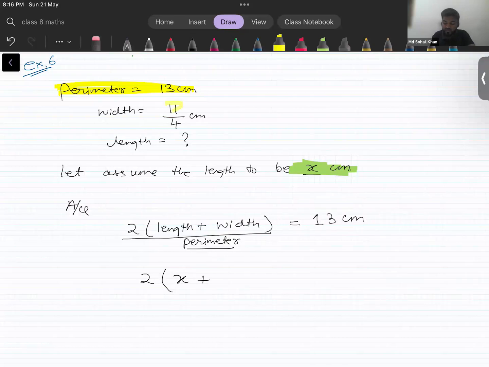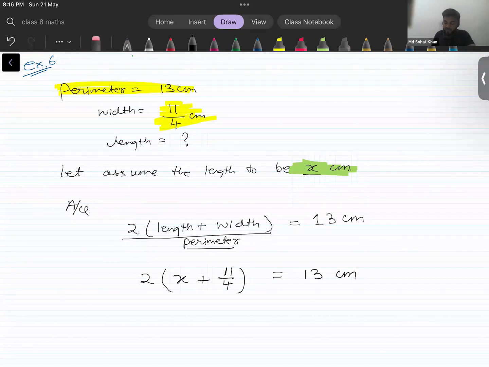11 upon 4 centimeter here. So write the given value 11 upon 4 here. Now, as per the question, this value is equal to 13 centimeter. The perimeter is 13 centimeter.